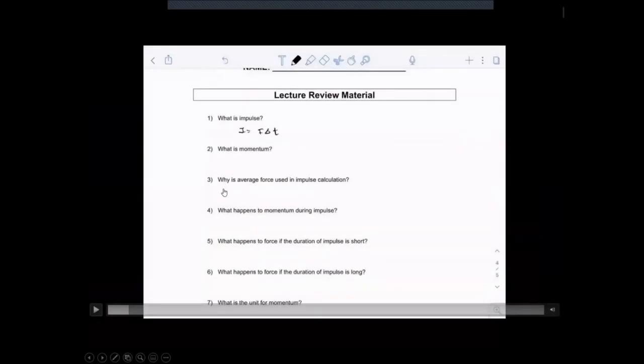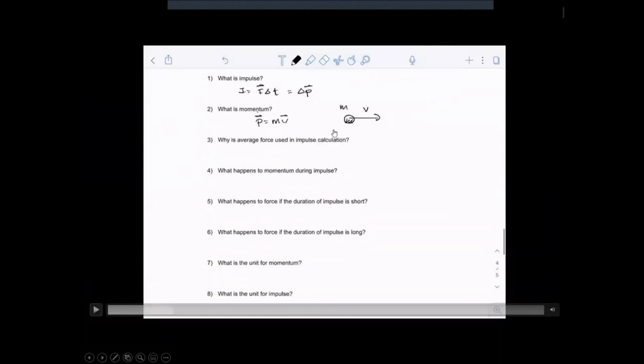All right, so impulse is a combination of force and its duration. And impulse is the same as change of momentum. So the change of momentum is caused by the presence of a force within a certain time period, right? So that's what it means. Momentum is mass moving at a given velocity. So the speed is going to matter, the direction is going to matter, so it's a vector.